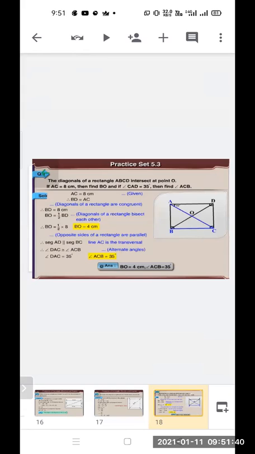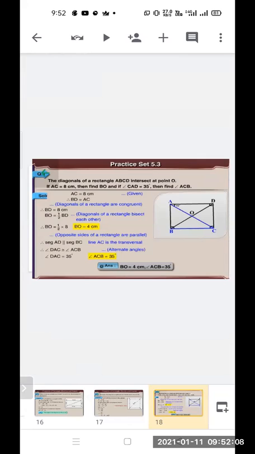What is given? ABCD is a rectangle. Here AC is given 8 centimeter. BD is equal to AC. They are the diagonals of the rectangle, and we know that diagonals are congruent in a rectangle. So here BD is equal to AC because diagonals of a rectangle are congruent. So see here children, BD is given 8 centimeter.